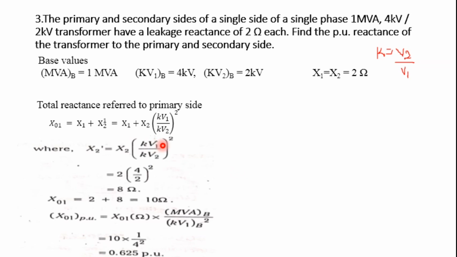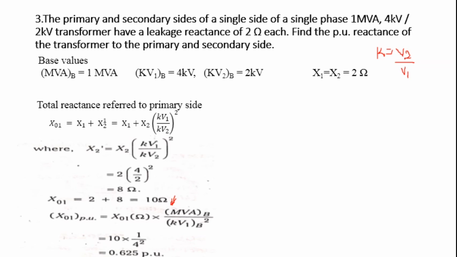So what is the V1 value? Already we know that it is 4. Okay, what is the V2 value? It is 2. So 4 by 2 whole square, we will get 8 ohm. So x0, what is the equivalent? x0 is equal to 2 plus 8. It is x2 dash is equal to 10 ohm. So remember this. This value is in terms of ohm. Okay, this is in terms of ohm.